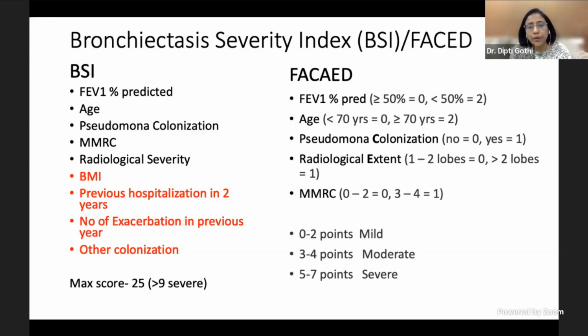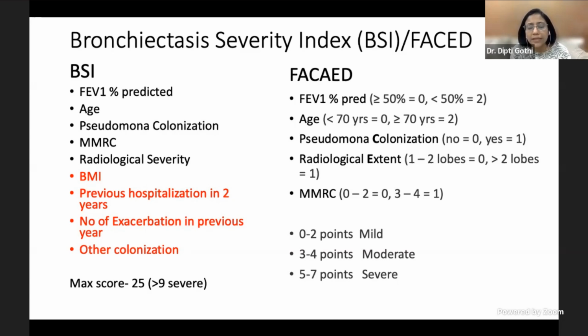However, when you're talking about FACIT, it's very, very easy to remember. Right after this lecture, you can easily recollect that F stands for FEV1: FEV1 more than 50% or less than 50%, score 0 or 2; age more than 70 or less than 70, again 2 or 0; Pseudomonas again yes or no, 1 and 0; radiological extent of the disease, more than 2 lobes, 1, and 1 to 2 lobes, 0; MMRC dyspnea scale, and if it is 3 to 4, it is 1.